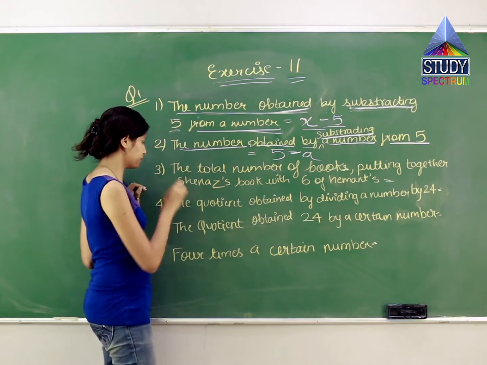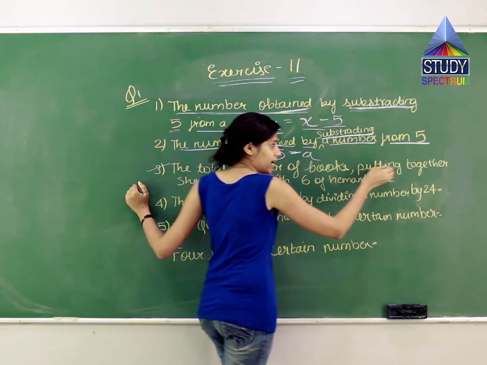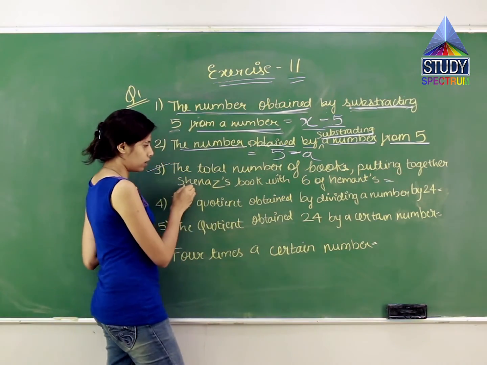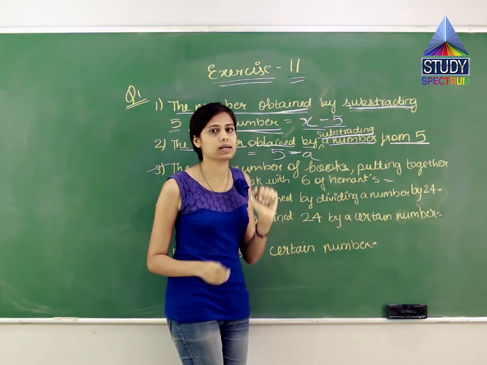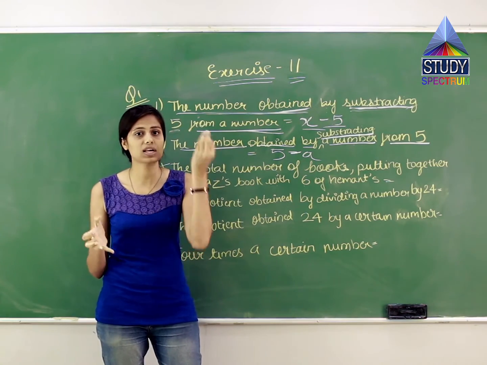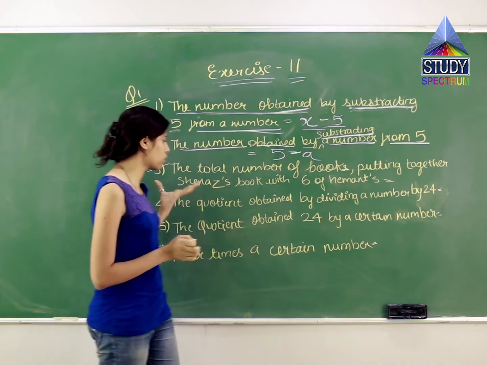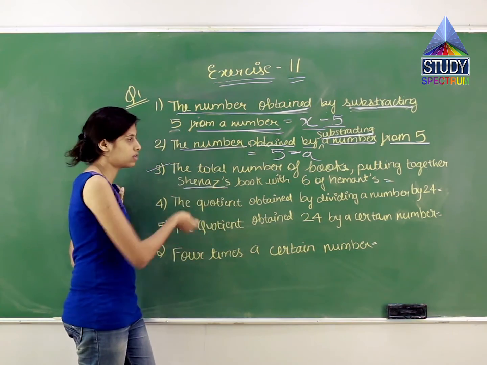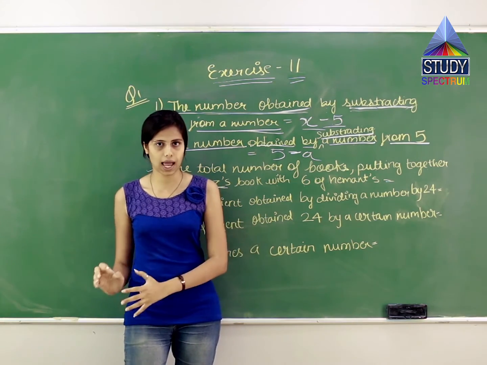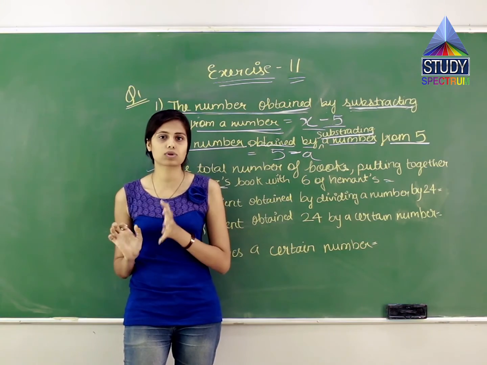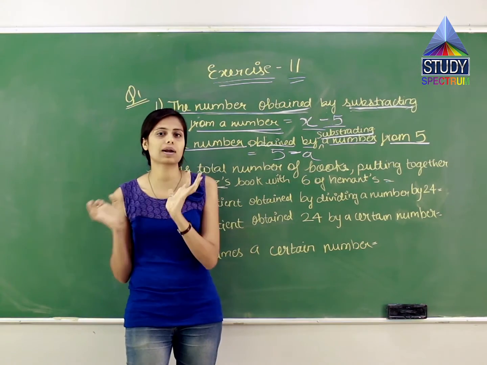Now the next question. The third, the total number of books putting together Shehnaz's books with 6 of Heman's, means they are telling you कि 6 books हेमंत के शहनाज की बुक्स के साथ रख दी है. Now tell me how many books are there of Shehnaz? That is unknown ना. What they have told is शहनाज के कुछ तो बुक्स है. In that you are putting 6 books of Heman's. Now total they are telling you, tell me what is the number of total books.